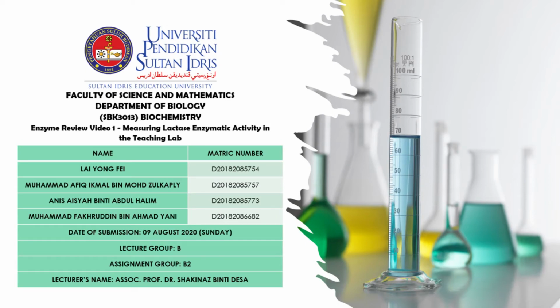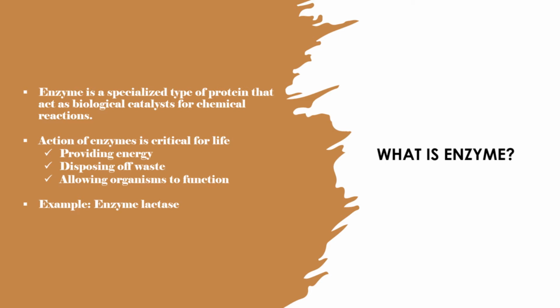I'll be representing Group B2 to do the presentation for Enzyme Review Video 1, which is measuring lactase enzymatic activity in the teaching lab. What is an enzyme? An enzyme is a specialized type of protein that acts as a biological catalyst for chemical reactions. The actions of enzymes are critical for life. This is because they provide us energy, help us dispose of waste, and allow organisms to function well. So, today we will be talking about the enzyme lactase.